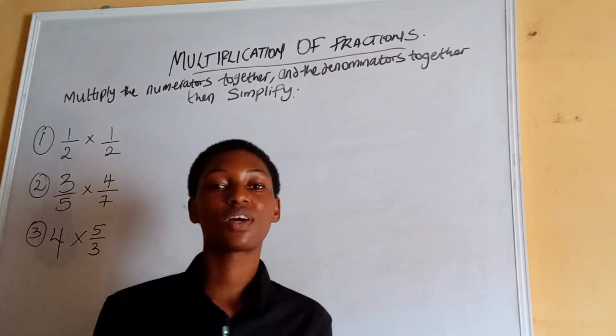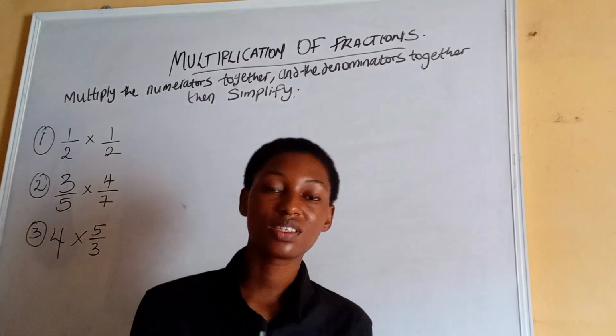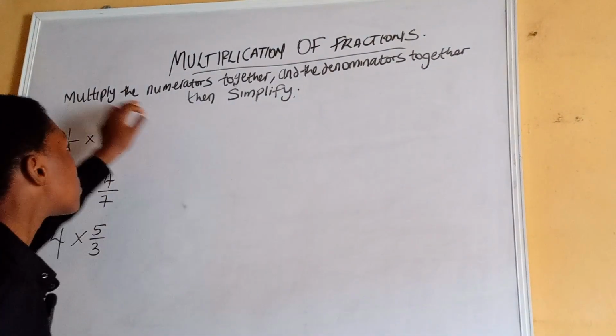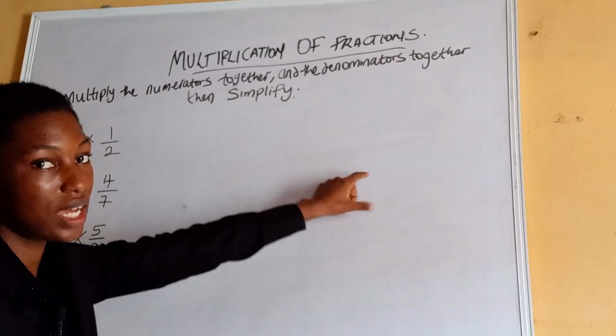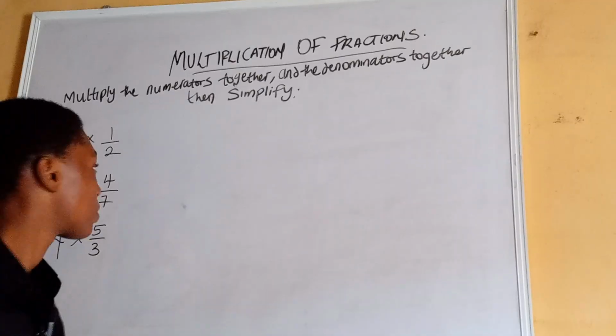In today's lesson, we are going to learn how to multiply fractions. Now, fractions are not difficult to multiply. The only thing you have to do is multiply the numerators together, and then multiply the denominators together, and then simplify if need be.